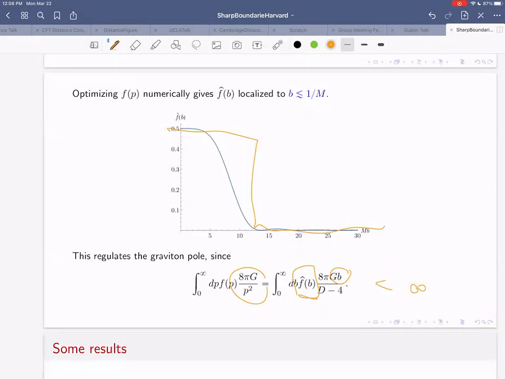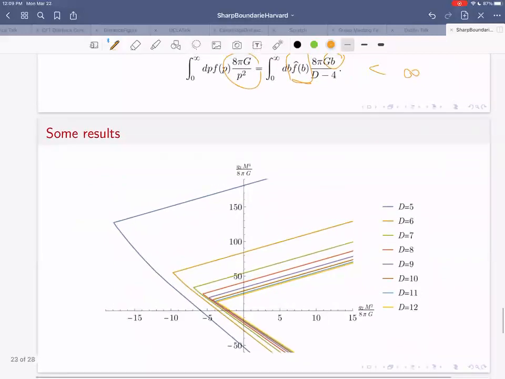Are there any quick questions about this? Okay, if not, finally, after all this whole discussion, we get to look at some results.